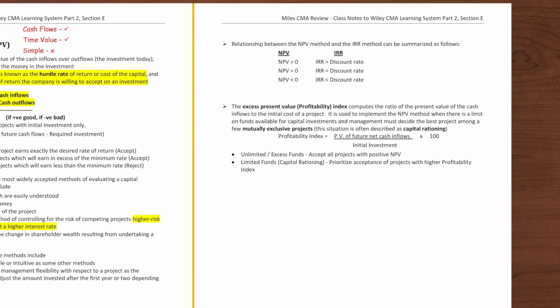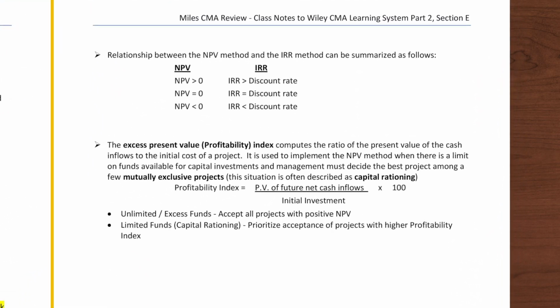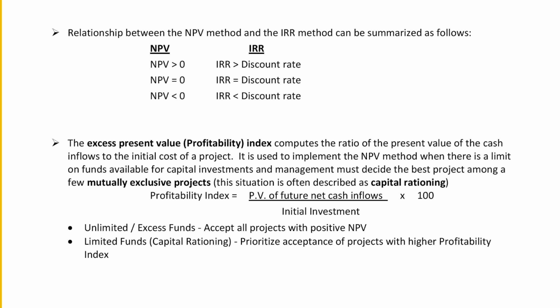Turn to page 17. We have the relationship between NPV and IRR here. Put a box around NPV and another box for IRR. Now, if NPV is greater than 0, that means the net present value is positive. This means that the IRR is greater than the discount rate or hurdle rate. Next one, if NPV equals 0, that means IRR is equal to the discount rate.